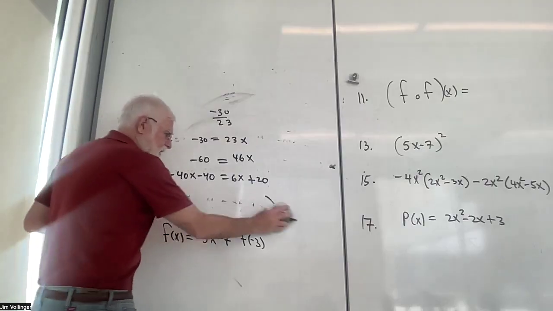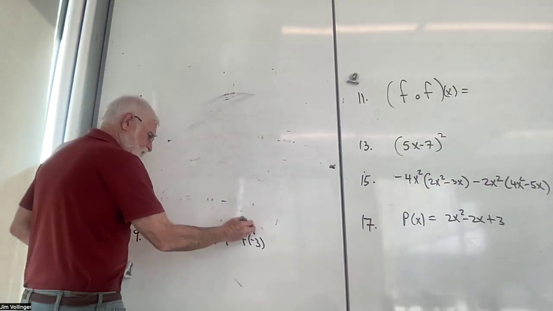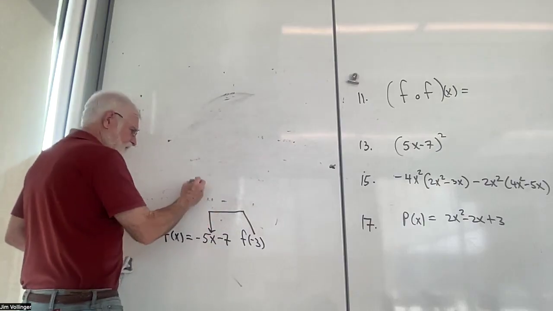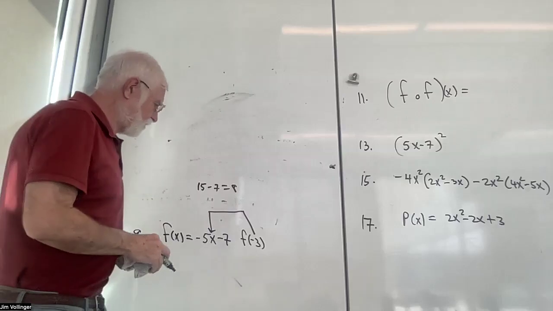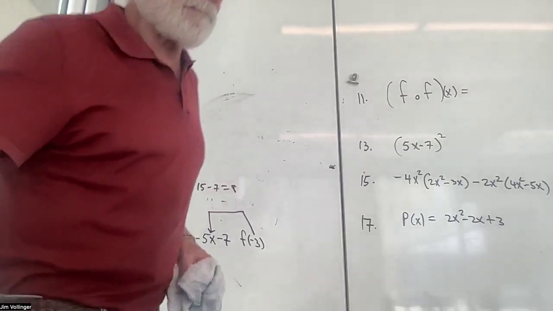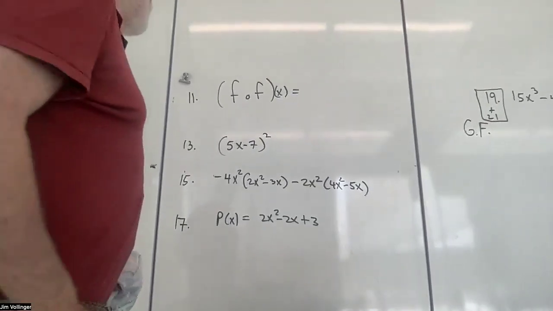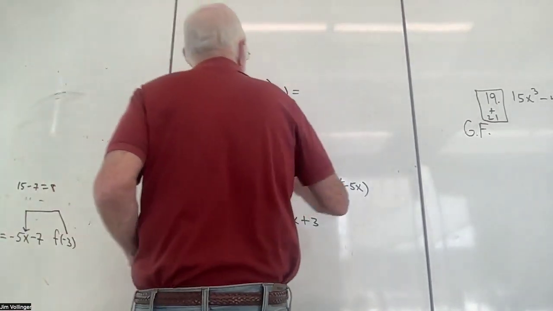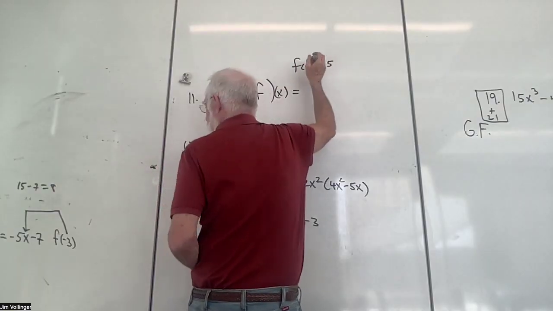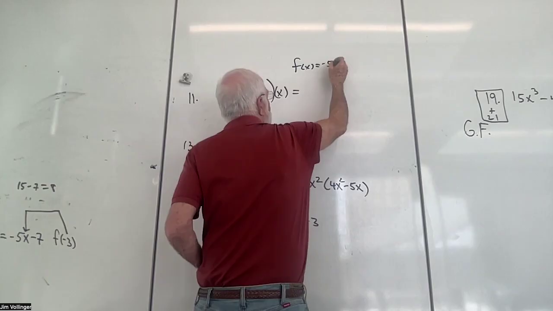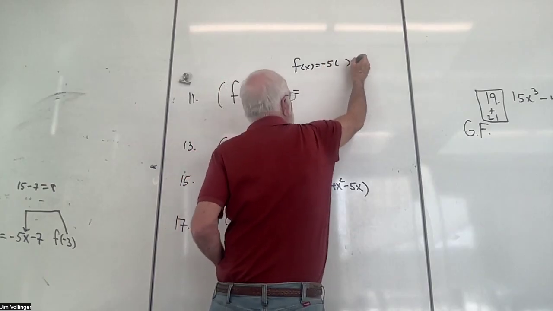All right, so that takes care of that. Not much I have to say here. You're just dropping that in and getting 15 minus 7, which is equal to 8. No reason to talk about that, I don't believe. Okay. Now, f of x. Well, f of x was -5 times x, but I'm not going to write the x, minus 7.